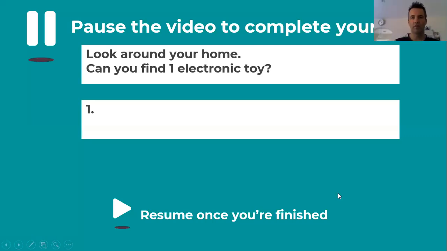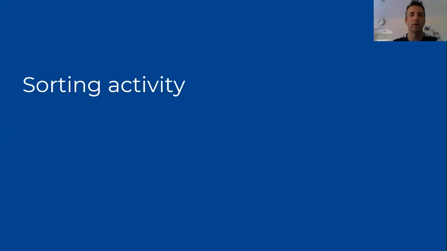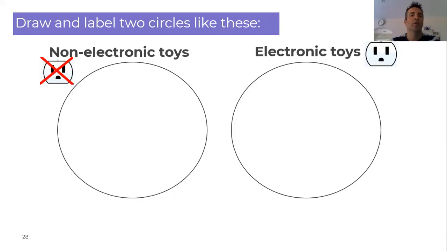Well done if you managed to find 1 electronic toy that needs batteries or a plug to get electricity for it to work. Okay, we're going to finish off with our job today, which is going to be a little sorting activity. So first of all, I'm going to ask you on your piece of paper to draw and label 2 circles just like these. So you're going to have 1 big circle that says non-electronic toys, and 1 big circle that says electronic toys.